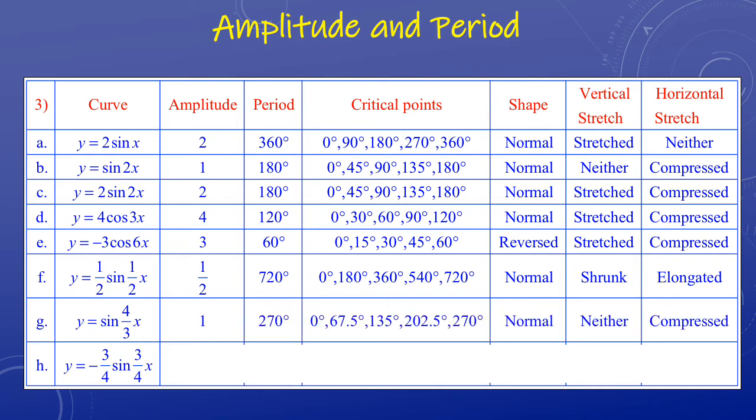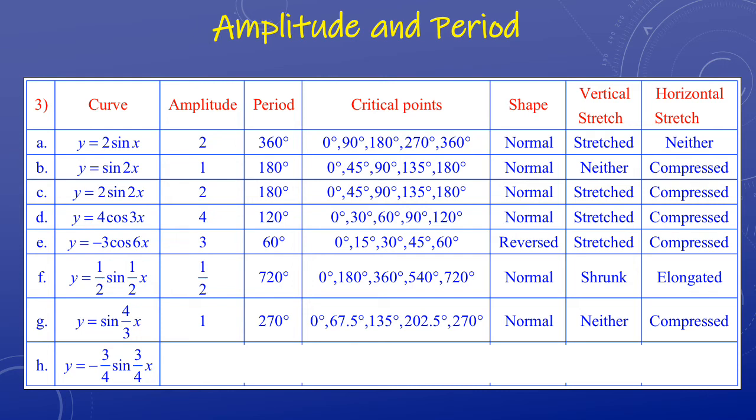For G, y is equal to sine of 4/3 x. The amplitude is the coefficient of the sine function, which is 1. The period is 360 degrees divided by 4/3, which is 360 degrees times 3/4, or 270 degrees, making the critical points 0, 67.5, 135, 202.5, and 270 degrees.